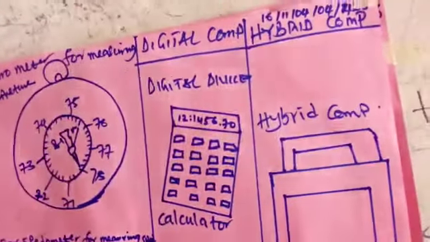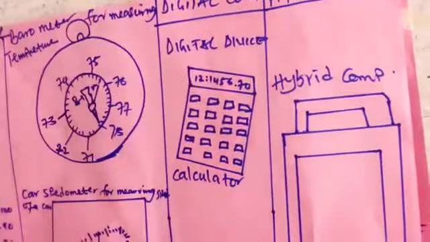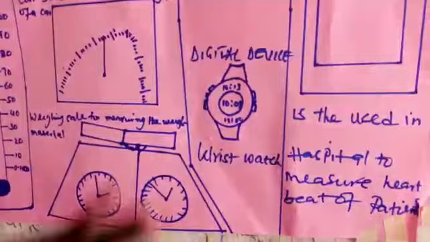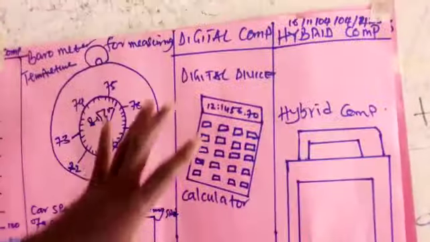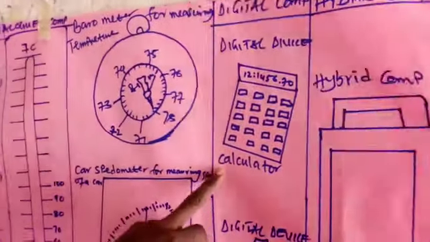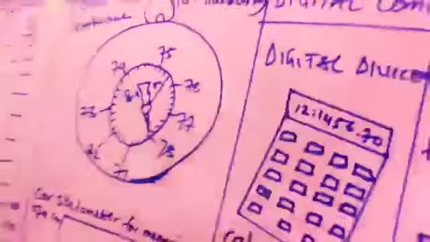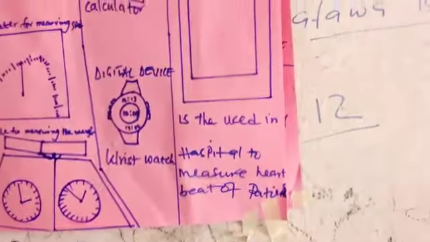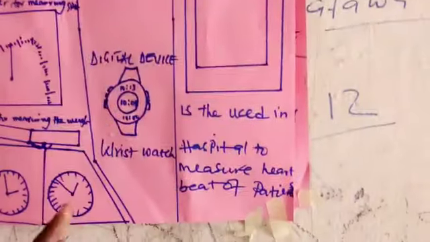Now the second one is digital computer. Digital computer is the kind of computer that is digitalized by the machine or any kind of system that shows numbers, such as calculator or wristwatch. Now the last one is hybrid computer. Hybrid computer is the type of computer used in hospital in order to measure the heartbeat of the patient.